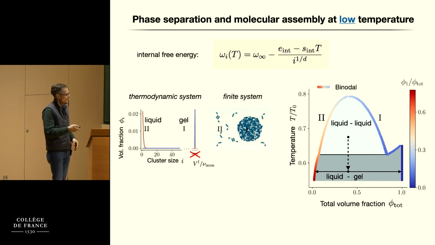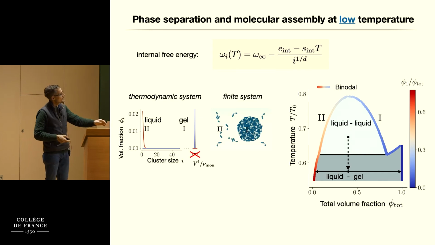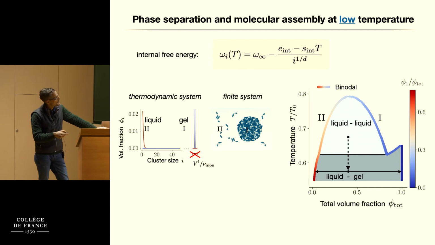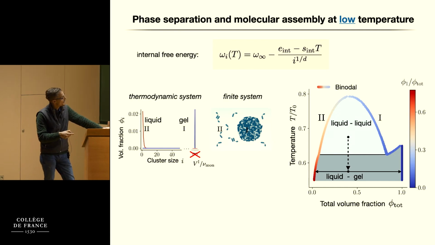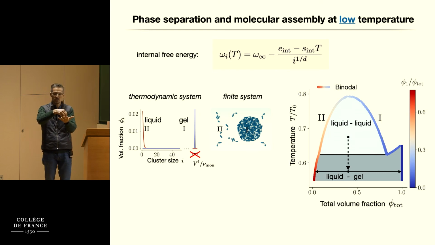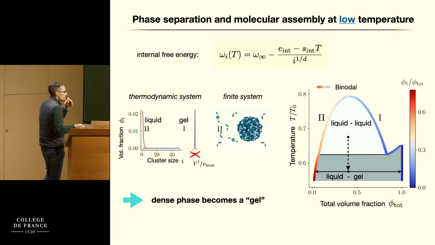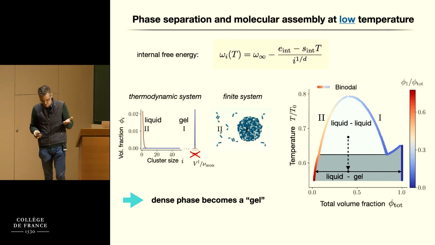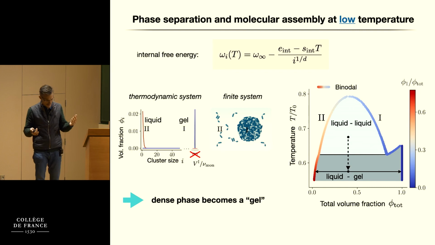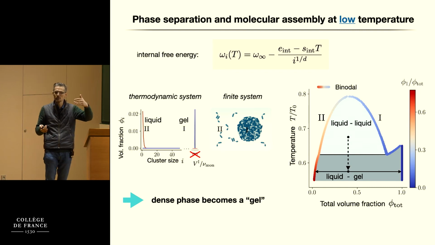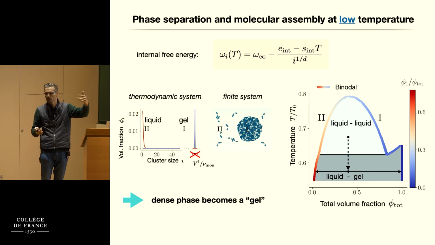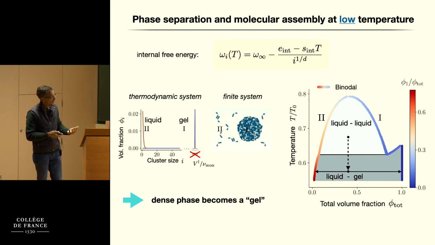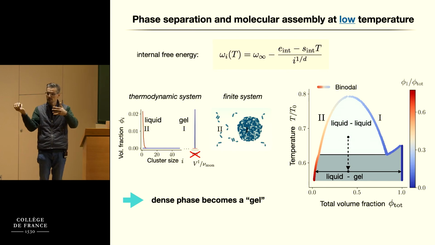Well, you don't have to speak so complicated. In a finite system, this simply looks like this. Everything is connected, and I can replace this infinity here by the total volume divided by the molecular volume of the monomers. So the dense phase can become a gel. And that connects very beautifully to the classical literature of gelation in the field of aggregation. But now we have coexistence between a gel and a liquid.